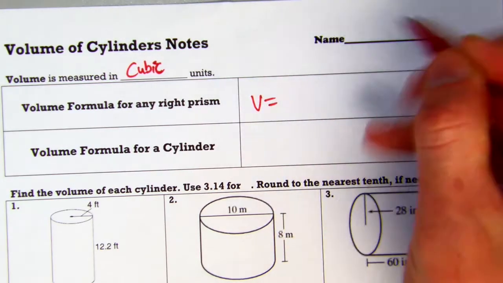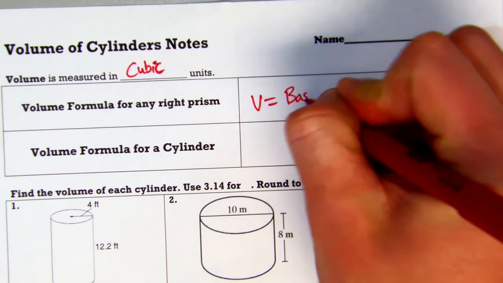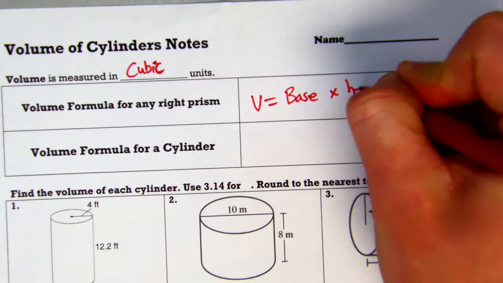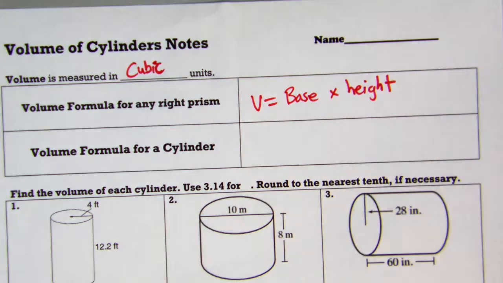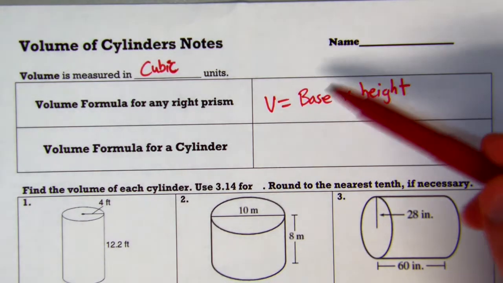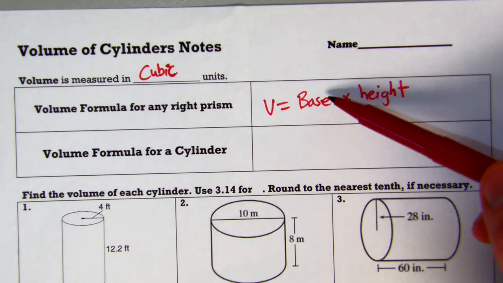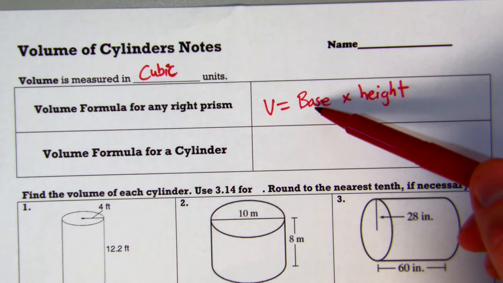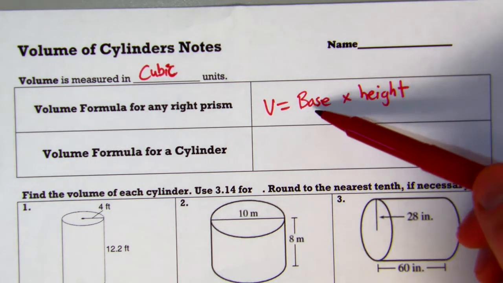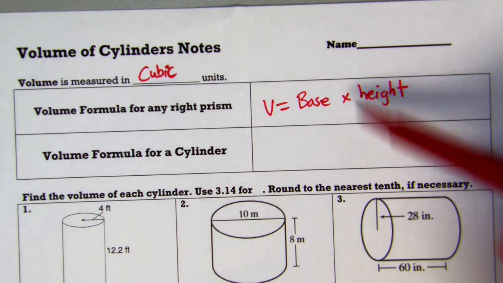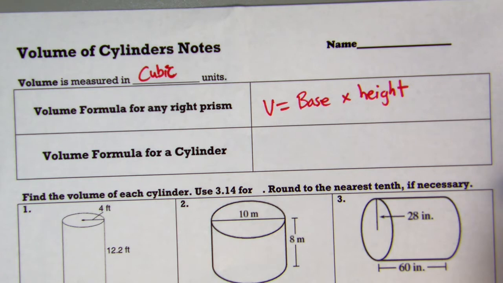And it always is volume is equal to the base times the height. Now depending on which prism you do, a rectangular prism would be your length times your width. For a triangular prism, your base is going to be the triangle, which is the base of the triangle times the height times half. We're going to use this very similar formula to help us figure out the formula for our cylinder.